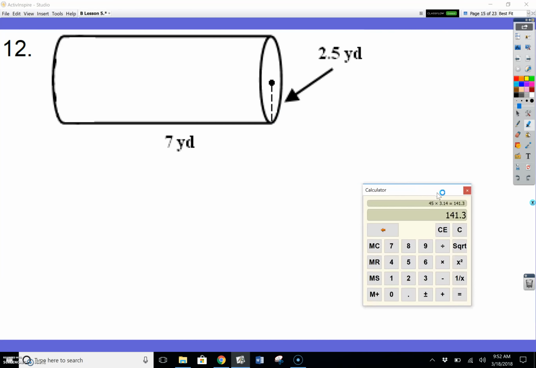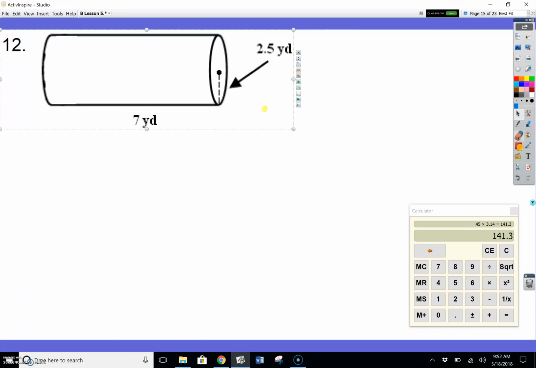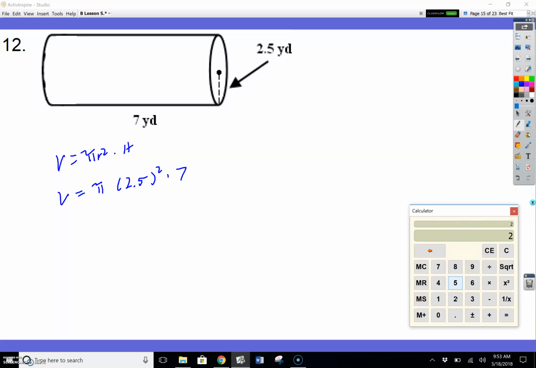So now let's go ahead and look at this one. So this shape has a radius of 2.5 and a height of 7. Even though it's tilted on its side, I want you to realize we're finding the area of the base, which is this circle, times the height, which is 7. So once again, volume equals pi r squared times the height. This is going to be volume equals pi times 2.5 to the second power times the height. So with our calculator, we're just going to do 2.5 to the second power.